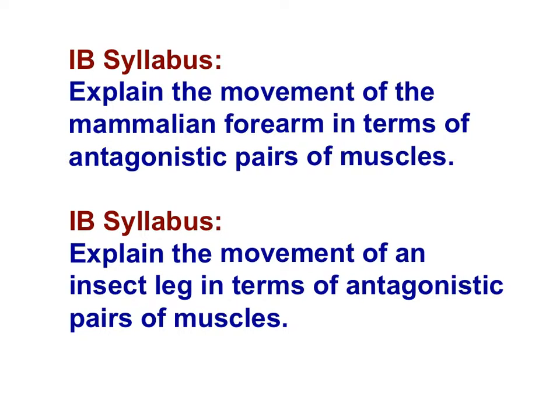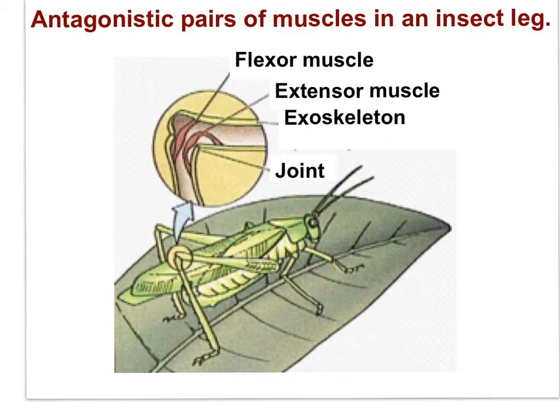In case you need to review the movement of an insect leg, you can study this slide. Muscles lie within the exoskeleton but operate in exactly the same way as I've described with mammals. Muscles are inserted along the inside walls of the exoskeleton. The flexor brings the leg toward the body, while the extensor extends the leg away from the body. Antagonist muscle pairs exist in arthropods as well.